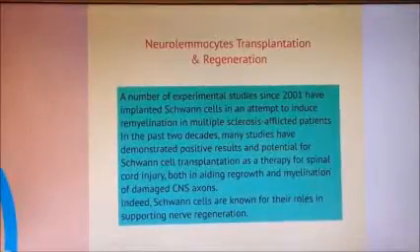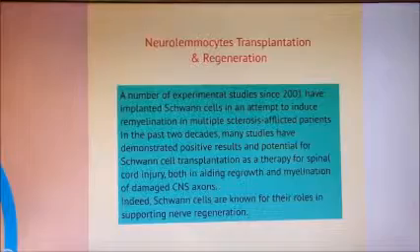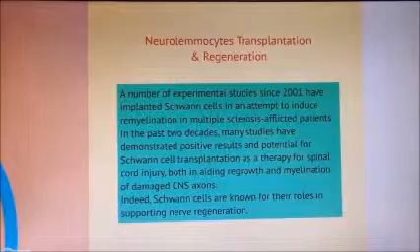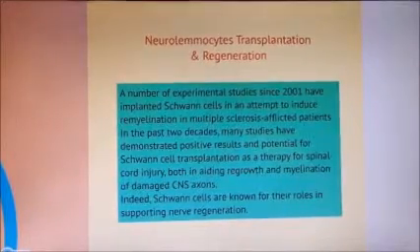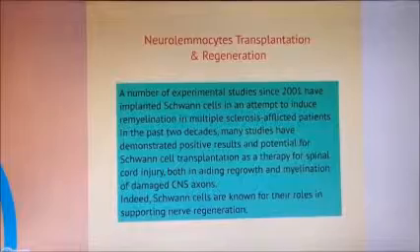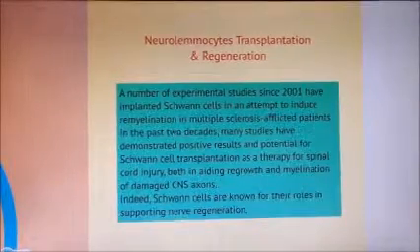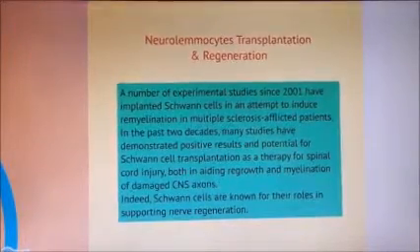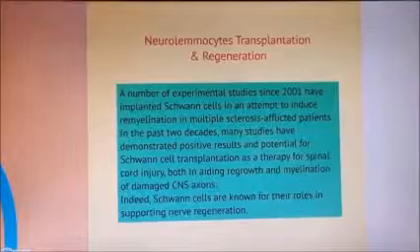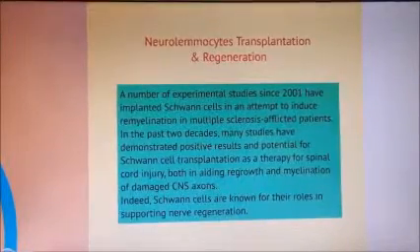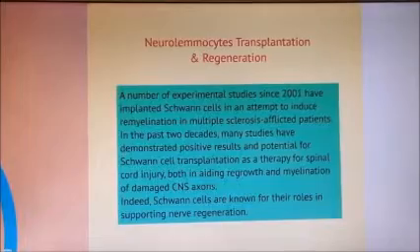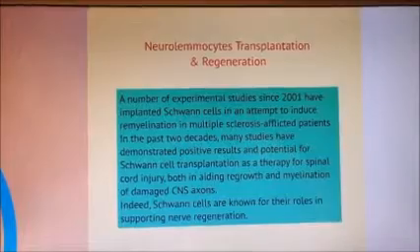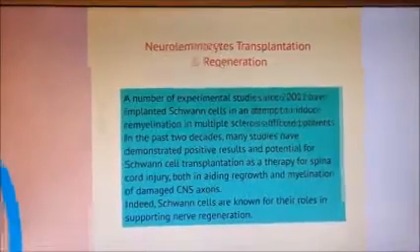Neurolemmocytes, transplantation and regeneration. A number of experimental studies since 2001 have implanted Schwann cells in an attempt to induce remyelination in multiple sclerosis afflicted patients. In the past 2 decades, many studies have demonstrated positive results and potential for Schwann cell transplantation as a therapy for spinal cord injury, both in aiding regrowth and myelination of damaged central nervous system axons. Indeed, Schwann cells are known for their roles in supporting nerve regeneration.